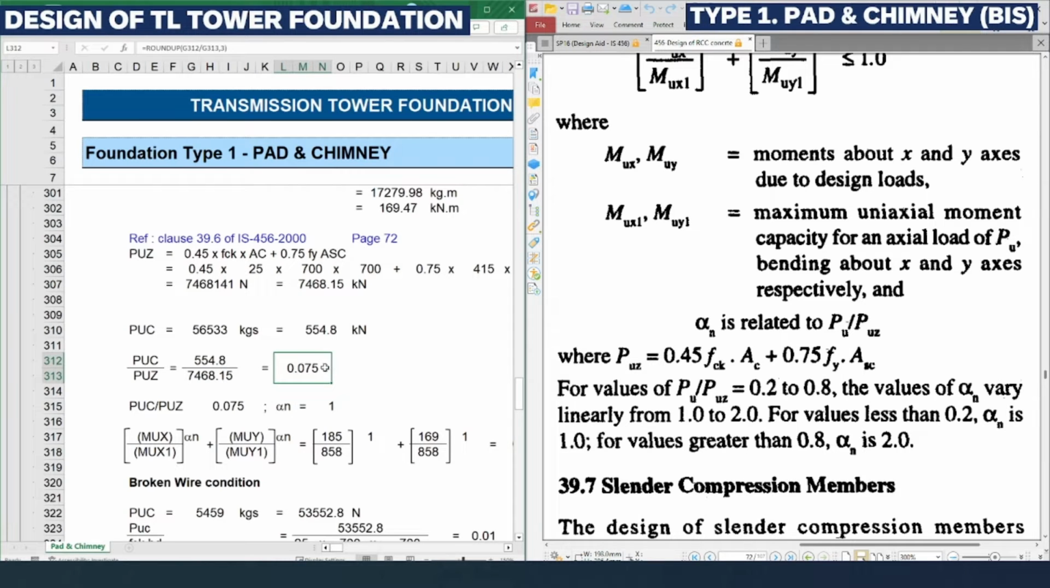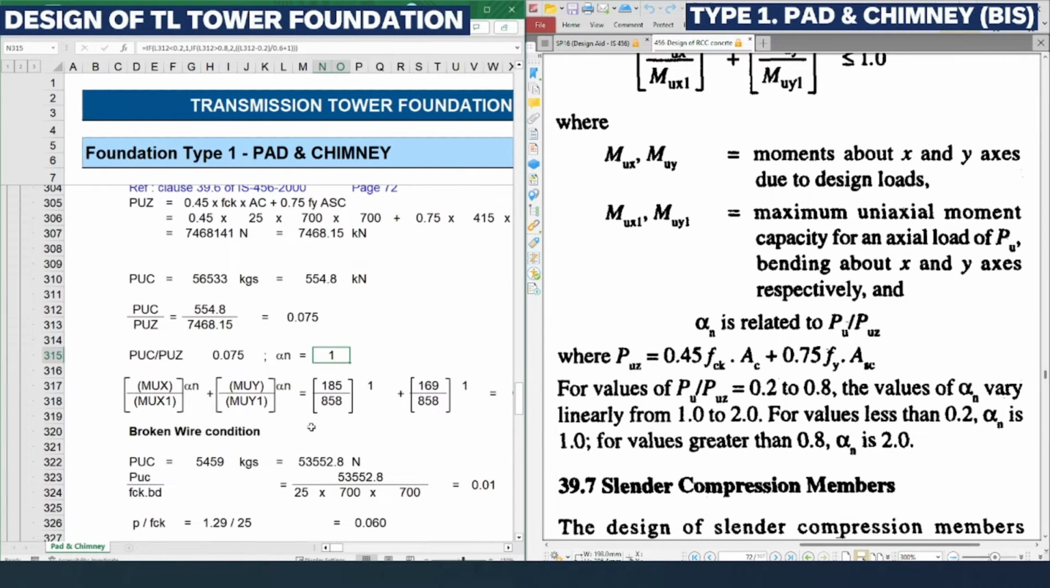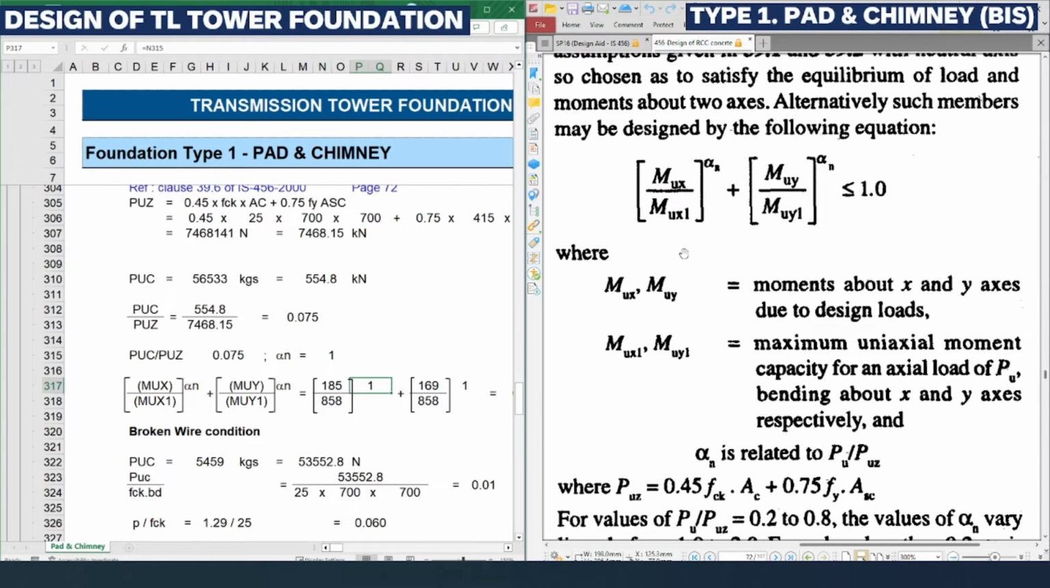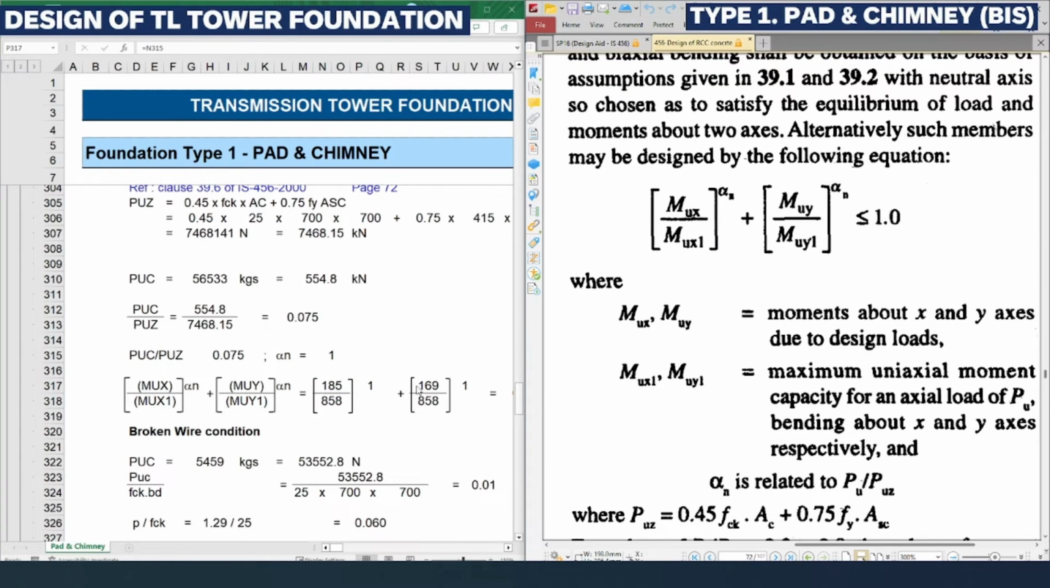If it is less than 0.2, then this will be 1, or it will do some linear interpolation method for 0.2 to 0.8. If the value is in between 0.2 and 0.8, so we are getting the value alpha n as 1. So we are simply applying these values in this equation as per the right hand side PDF, it is showing here.